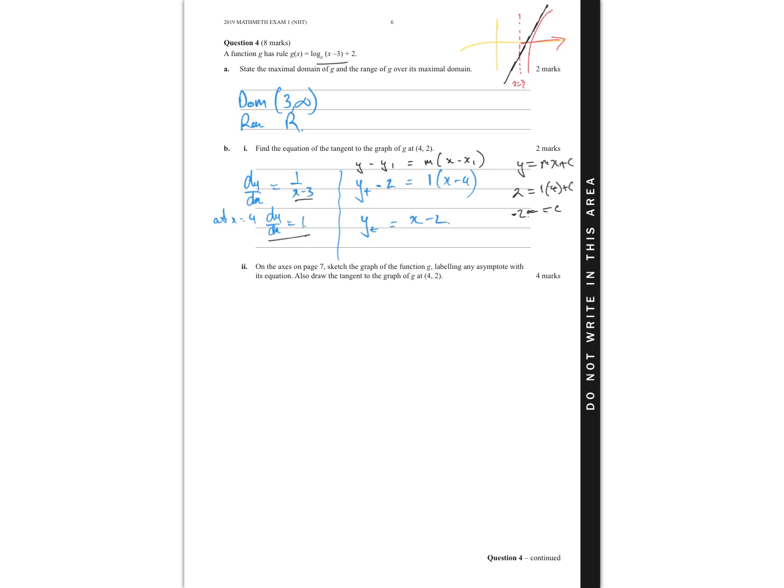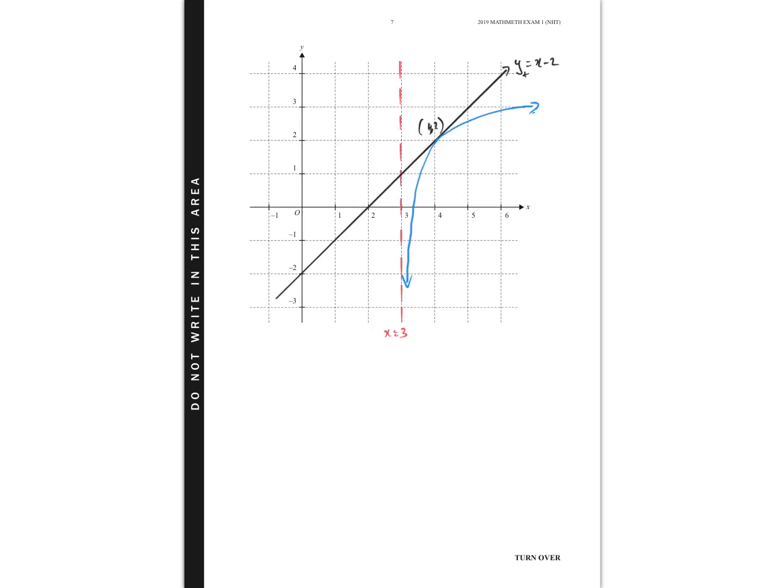It asks us for the graph of the function, label asymptotes, and draw the... we had to do that anyway. So there's a more specific, detailed version. All right, so we've got our asymptote. Didn't ask us for intercepts, so I didn't worry about that. There's my tangent line at (4, 2). I guess, given that we knew that tangent has to be at (4, 2), because that's what we were told, you have to have a certain amount of accuracy for that.